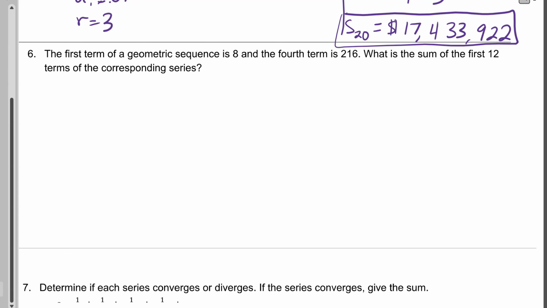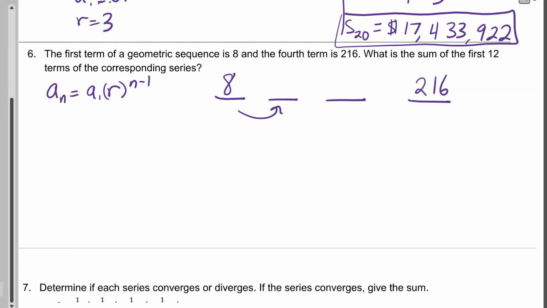Well, you could use the same logic, or you could try to use the explicit rule for a geometric sequence. Now, I always like to write it out visually. It helps me a little bit, where the first term is 8, and my fourth term is 216. Because one of the ways you could set this up is you could say, okay, well, if I multiply by once, twice, 3 times, using my common ratio, I should get from 8 to 216. So I could set up this equation right here to solve for my common ratio.